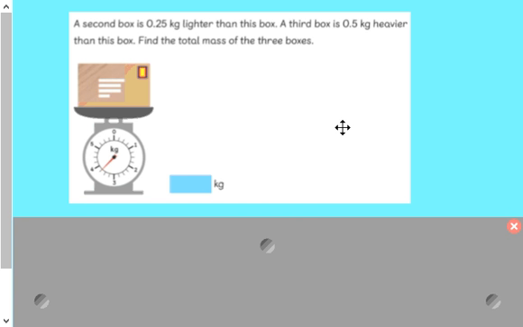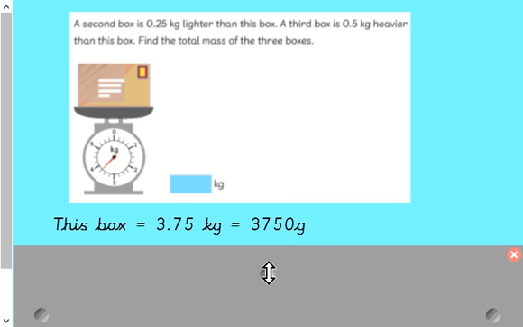Okay, the first thing I'd be thinking about with this type of question is I need to actually work on the information that I am definitely given. So the one thing I do know, I can work it out by looking at the scales, is how heavy this box is. So weighing or measuring on the scales, I can see that this box is 3.75 kilograms, which is the same as 3,750 grams.